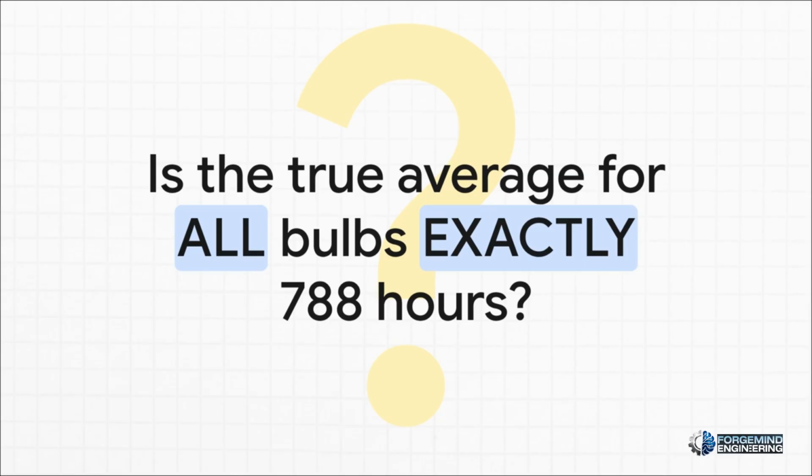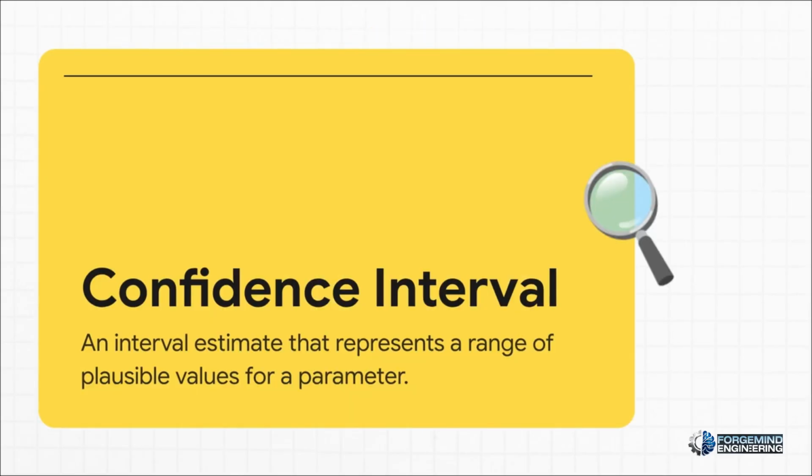Our one sample is a really important clue, but it's not the whole truth. A good detective doesn't just point to one suspect and say, "That's the guy." No, they identify a range of likely suspects, and that's exactly what statistics does with something called a confidence interval. Instead of one single number, it gives us a range of believable values where the real answer is probably hiding. It's our zone of likely suspects.